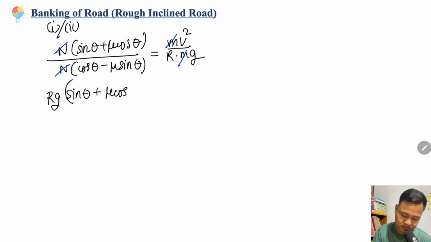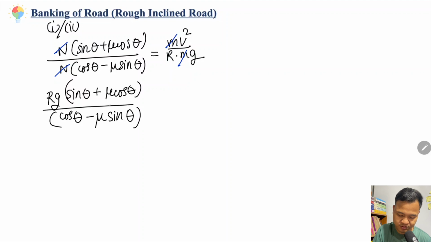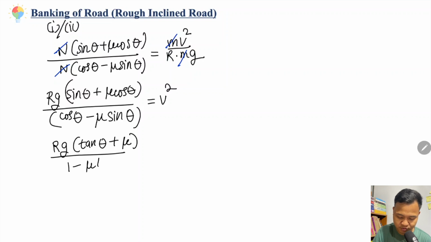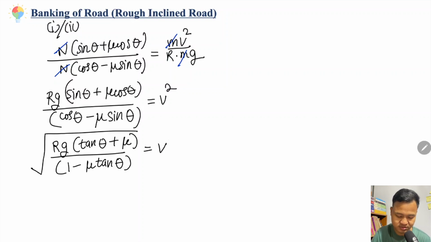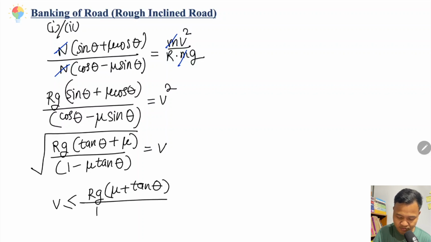Divided by cos theta minus mu sin theta. So this is v square. Now divide numerator and denominator by cos theta. So rg into sin by cos is tan theta plus mu cos by cos is 1, divided by 1 minus mu tan theta. So this is equals to v square. So v square means the root comes here. So this is v. So I can also write like this: as long as v is less than or equal to root of rg into mu plus tan theta, divided by 1 minus mu tan theta.